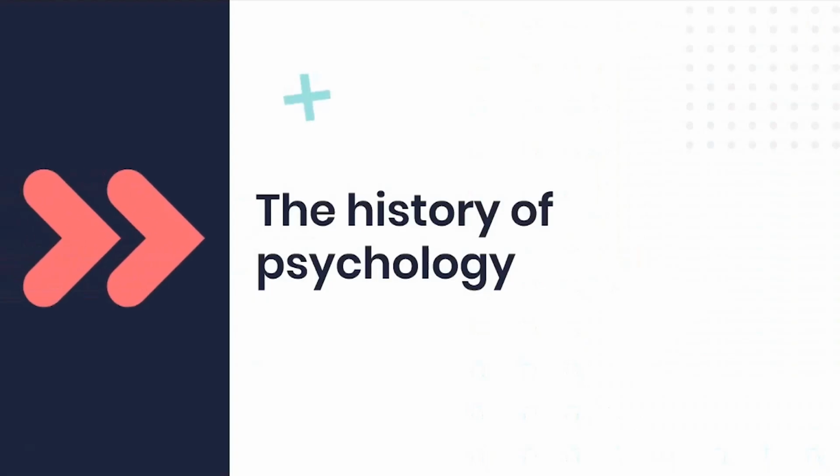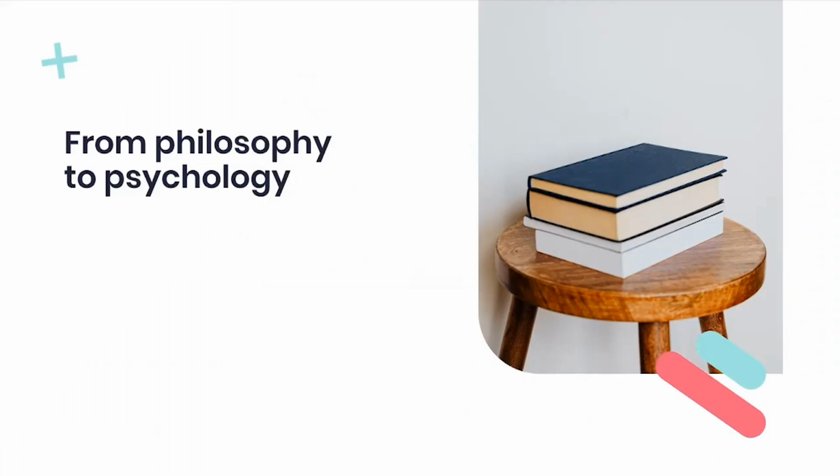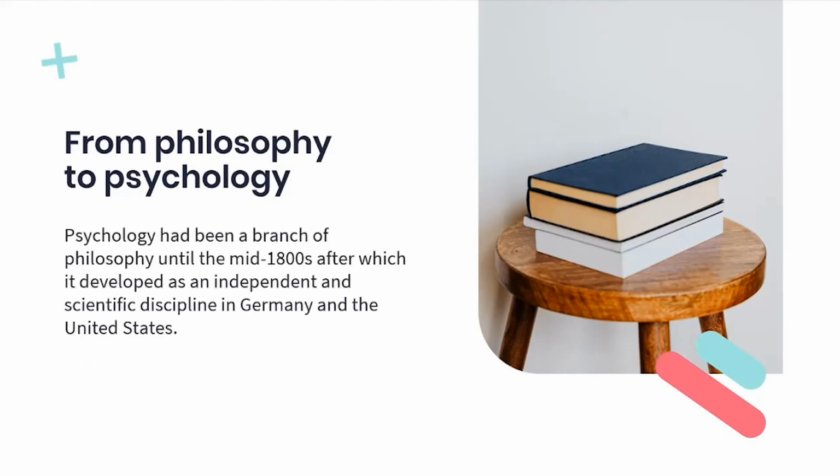Let us start this next section of our lesson, the history of the field of psychology. Psychology had been a branch of philosophy until the mid-1800s, after which it developed as an independent and scientific discipline in Germany and the United States. These philosophical roots played a large role in the development of the field. You may be wondering who the famous philosophers were and what they contributed to the psychology field as we know it today. Let us take a quick look at how it all started, from the field of philosophy, which led to the field of psychology eventually.